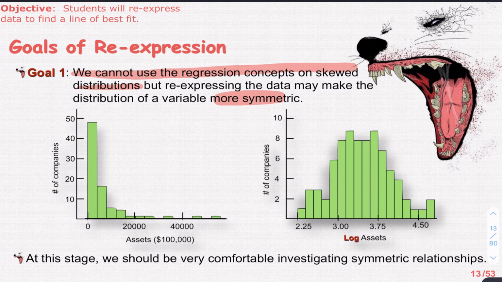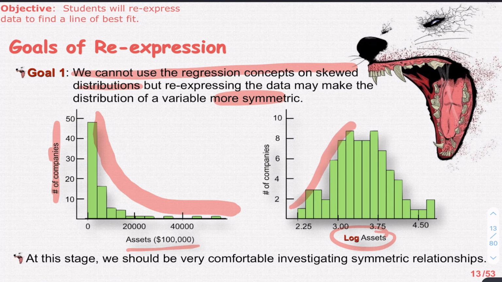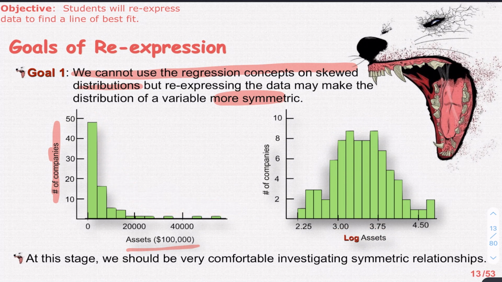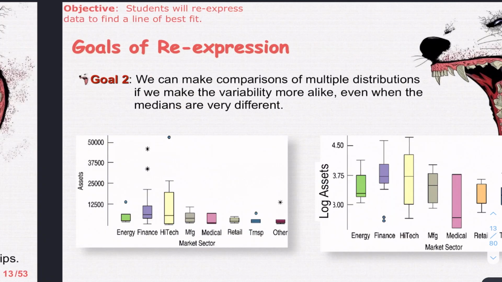For example, if you're looking at assets for companies versus the number of companies, we can see that this is skewed to the right. But what we can do is, if we see that this is skewed to the right, we might take the log of assets and look at the exponents. And by taking just the log of the assets, we get a much more symmetric distribution of data. So at this stage, we should be comfortable investigating symmetric relationships. We've done it a handful of times. And so by making things more symmetric, they're easier to analyze.